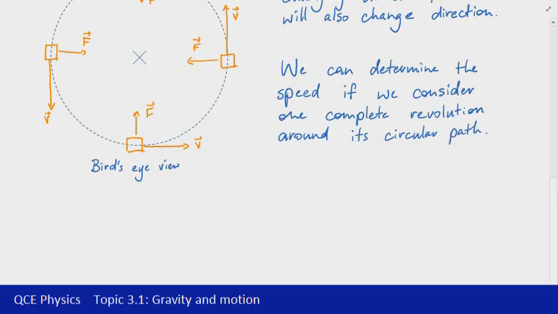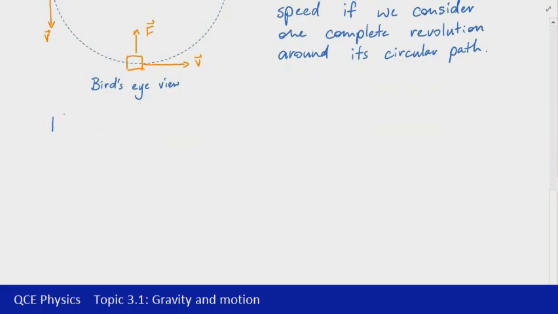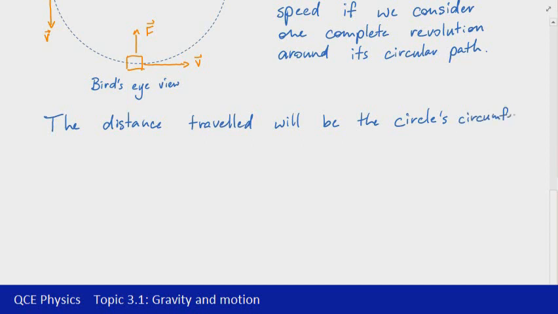So now if we consider what's happening as the object moves around a circle, the distance travelled will be the circumference of the circle. We can figure out what that distance is by considering the equation for the circumference of a circle. And so the distance is going to be s = 2 pi r. Remember here that s represents distance. Note that I'm not putting an arrow above it. We're not talking about the displacement, we're talking about the distance the object has travelled.